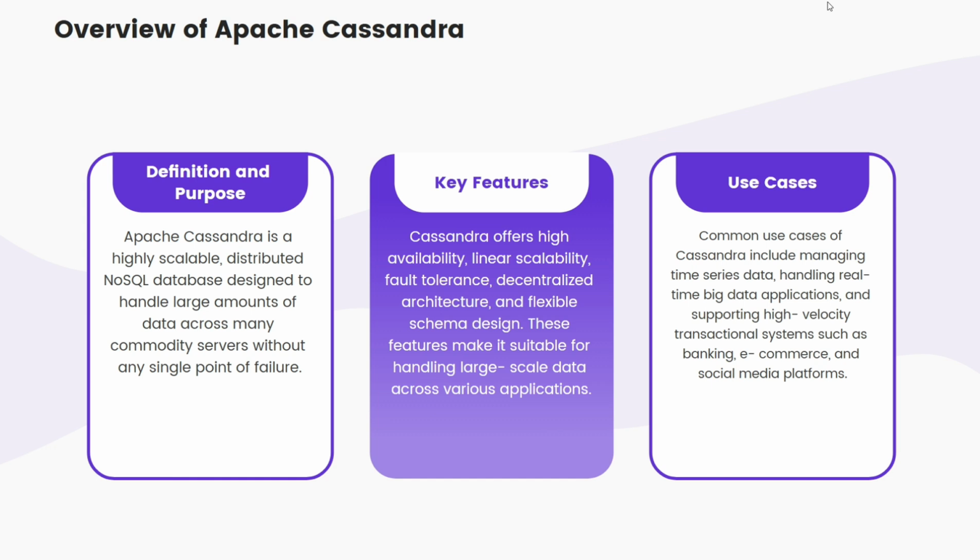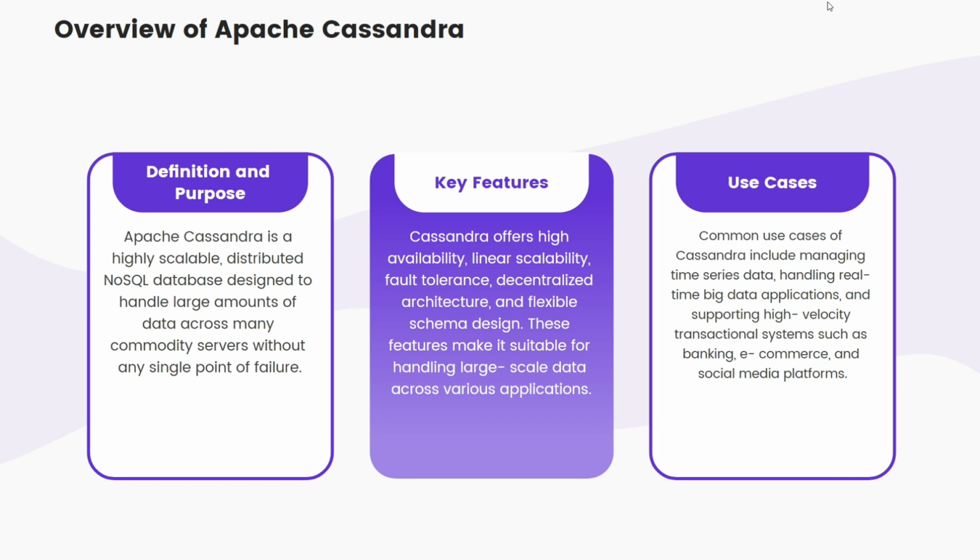As I said before, it provides high availability, horizontal scalability, that is, you can add as many servers as you can, and flexible schema designs, making it suitable for large-scale applications. It is mainly used for large datasets, when we're going to store a huge amount of data. It is used for managing time series data, where the data may change or flow over time, handling real-time big data applications and supporting high-velocity transactions. We should have fast transactions, right? If I send any amount in an online transaction, it must go within a fraction of a second.